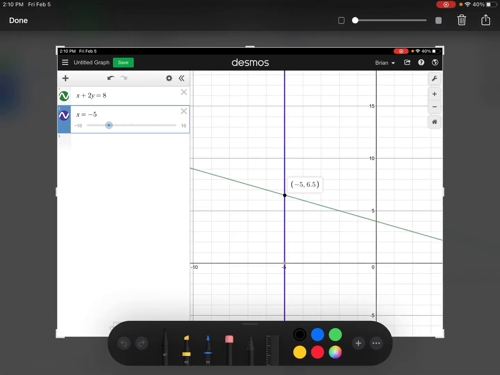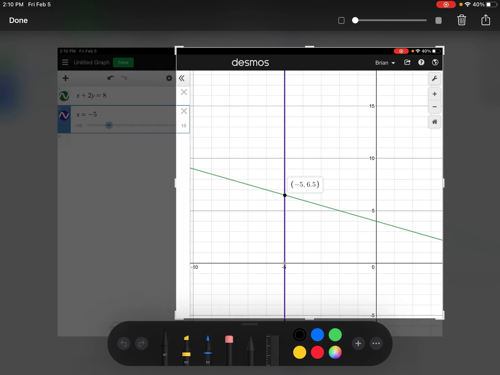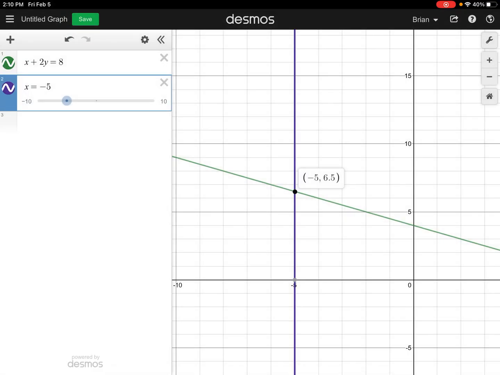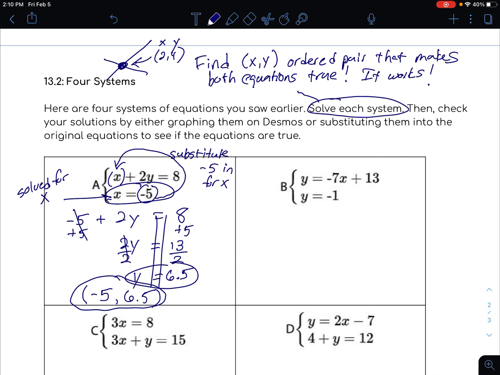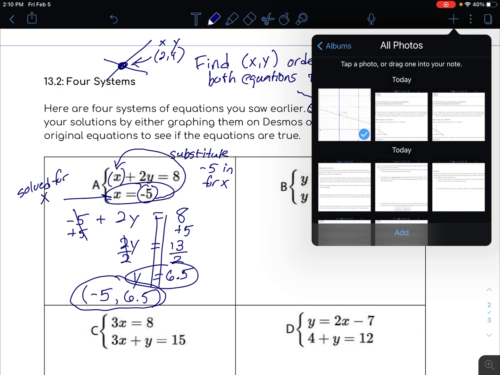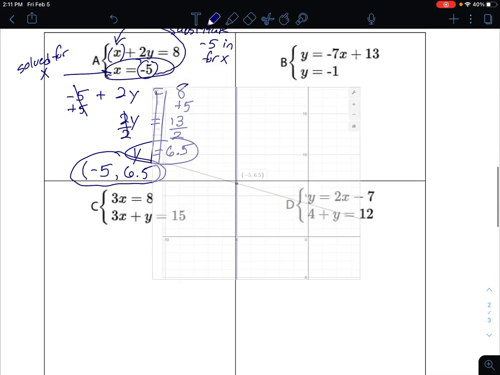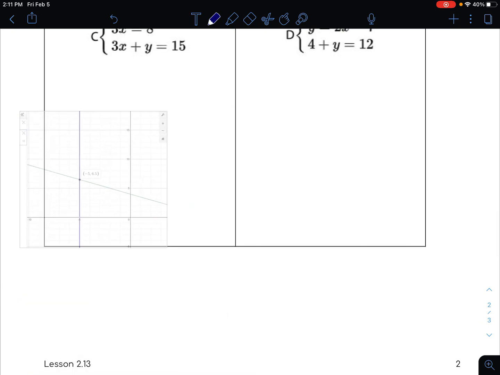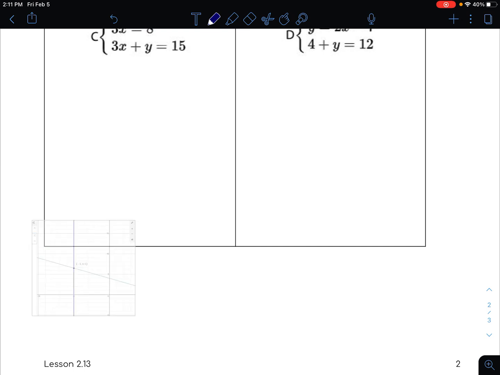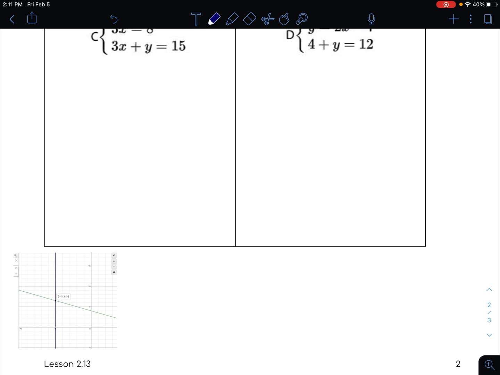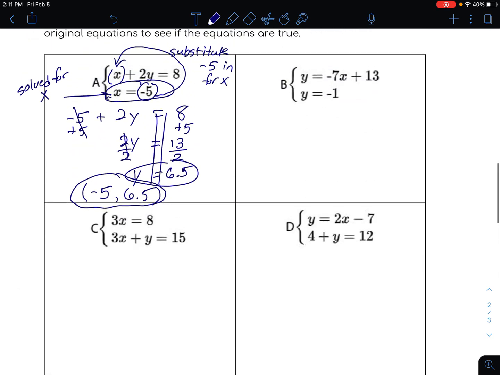And then we can bring that in. Let's crop it a little bit here. Save it to photos, come back to Notability. Let's drop that in. I'm going to bring it in at the bottom of the page here, and make it small enough that I can fit it on the page. I'm going to have to fit like 4 graphs here, so I'm going to make this really small, and it's just as a reference to show that I did check my answer. (-5, 6.5) is exactly what I had.